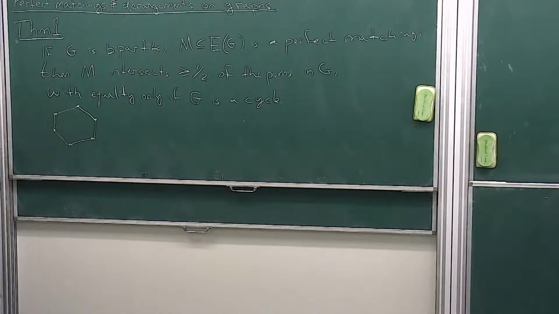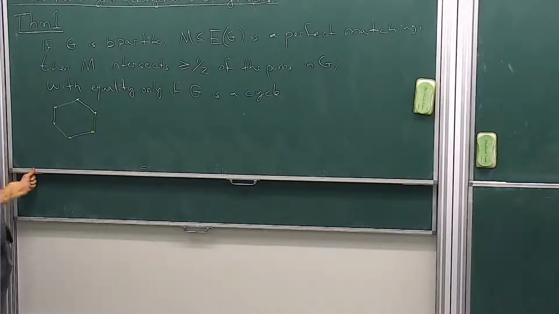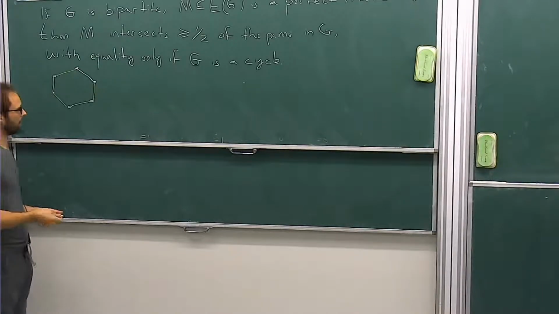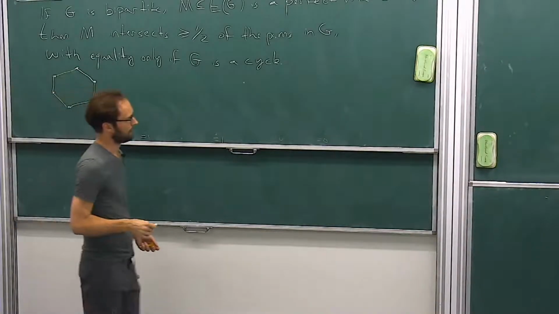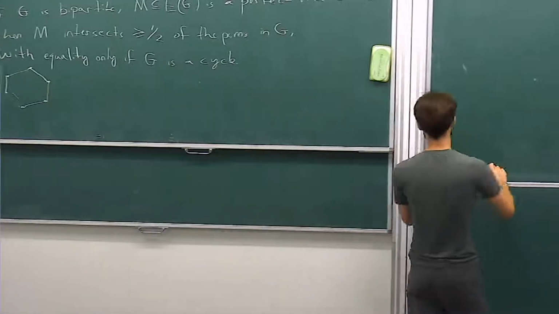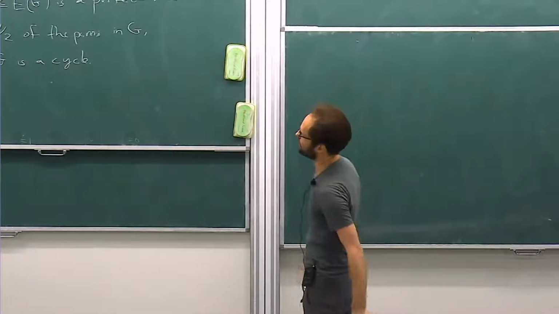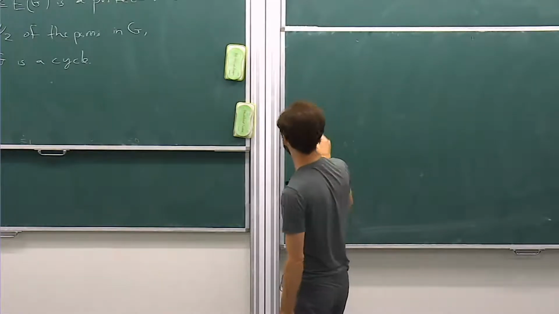Oh, I see. Okay. Right. You would intersect 3 out of the 4 in the case of 2 cycles. So this is right. Okay. And so this fails if the graph is not bipartite, so the hypothesis that it's bipartite is necessary.